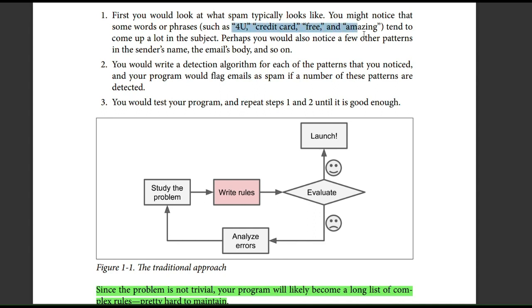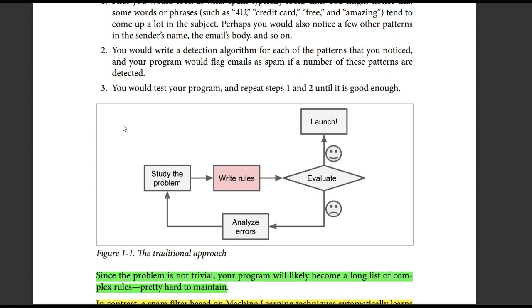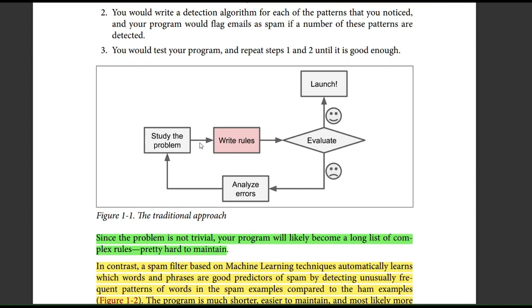So we'll have to look at all the words that are present that are common in the sender's name, the email body, etc. Then we try to write a detection algorithm for these kinds of words. And then our program would flag these emails as spam if there are a number of these kinds of words present inside the email, or not spam. Then we would test the program again and again, and then we repeat steps 1 and 2. So this is what we do.